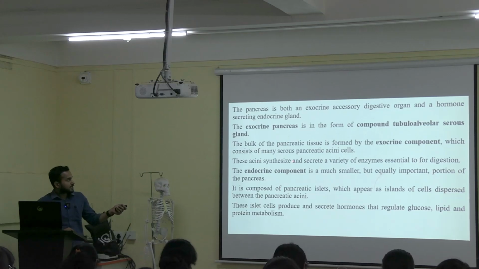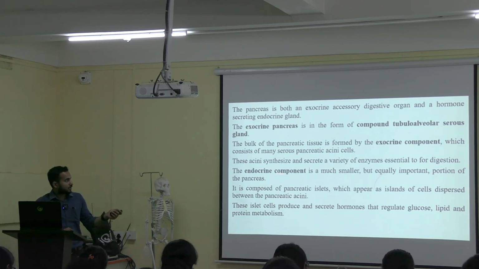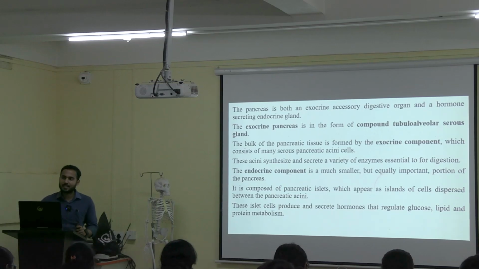Now what is the main function of these acini? They secrete a variety of enzymes. What is the importance of those enzymes? They help in digestion. Next, the endocrine part is much smaller but equally important. It is composed of pancreatic islets, also called islets of Langerhans, which appear as islands of cells dispersed between the pancreatic acini. So in between the pancreatic acini, you will see islands of cells dispersed throughout the gland.